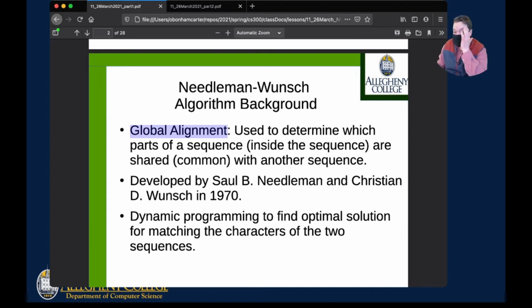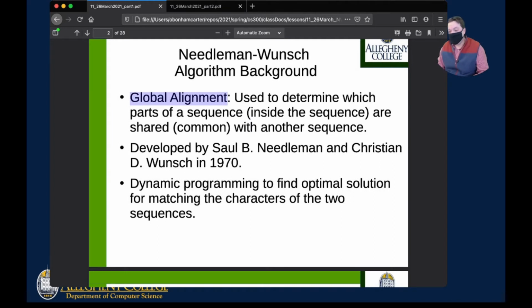Anyway, so with global alignment, you basically determine how one big sequence is related to another big sequence. You're really comparing two giant sequences to each other. The reason they call it the Needleman-Wunsch algorithm is because it came from someone called Needleman, who worked with someone called Wunsch.